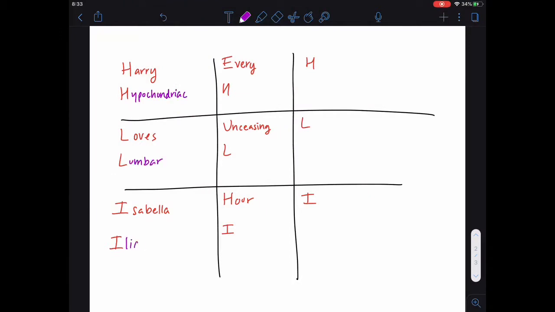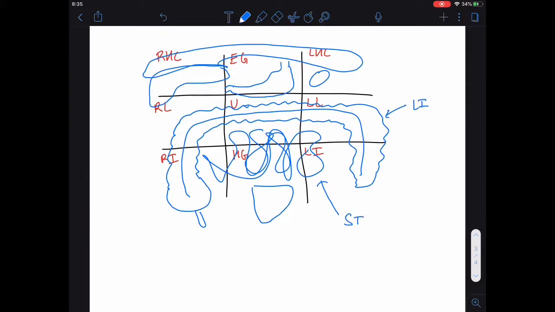So starting from the top corner, hypochondriac, H, which is Harry, loves is L, lumbar, Isabella is I, iliac, every is E, epigastric, unceasing is U, umbilical, and H is our hypogastric. And you know that your left and right regions will be the same name, just right and left, and different organs or different parts of organs in them.